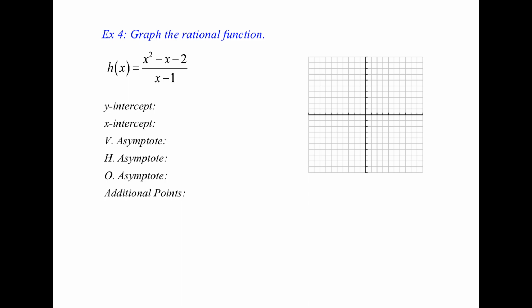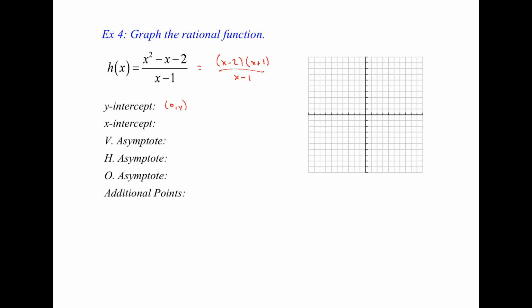I would probably pause the video, try it yourself, and then come back and see what things you hopefully got right here. So once again, we want to start by factoring the rational function. So we have x minus 2 and x plus 1 divided by x minus 1. So we have factored it. No factors cancel, which is perfectly fine.